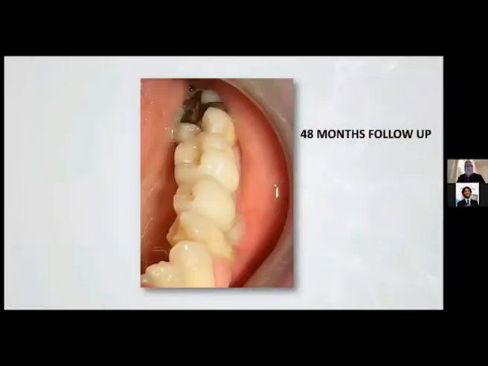So, 48 months of follow-up. This is the clinical result.